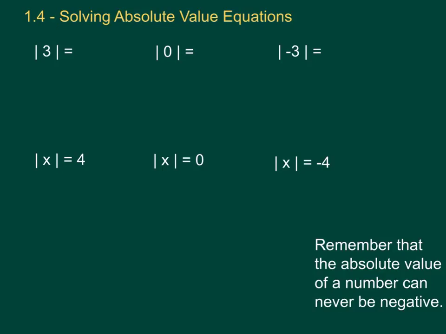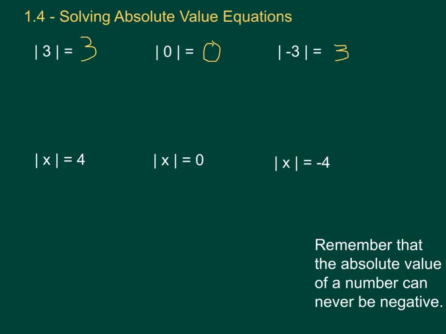We know that the absolute value of 3 remains as 3 because the absolute value takes a positive number and keeps it the same. The absolute value of 0, which is neither positive nor negative, stays again the same, stays as 0. And the absolute value of negative 3 is the only time absolute value really does anything. The absolute value of negative 3 is positive 3. Absolute value, as we mentioned down here, can never be negative. So we have to turn it from a negative 3 into a positive 3.